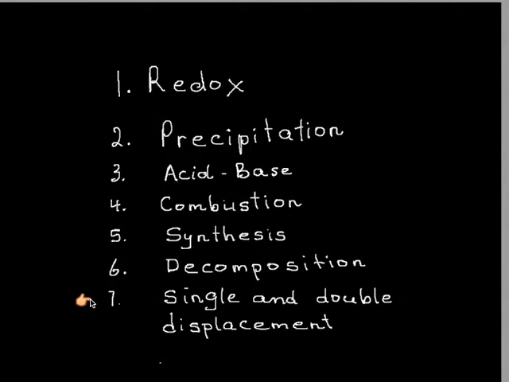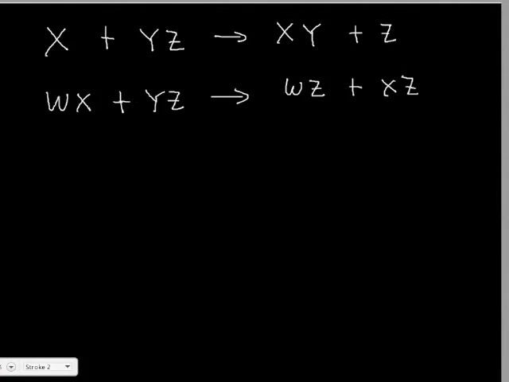And finally, we have displacement reactions. You could have single displacement or you could have double displacement reactions. Here's an example of a single displacement reaction. In a single displacement reaction, you could have a single element combining with an ionic compound, forming a new ionic compound, and displacing an element out. So the second one is an example of a double displacement reaction.